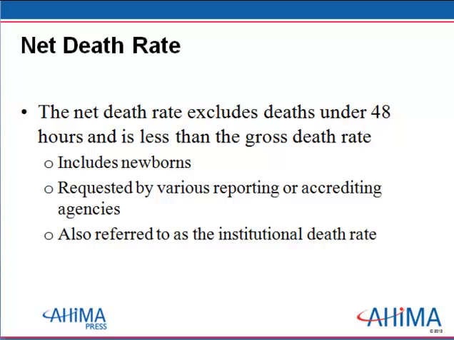The net death rate came into use because it was felt that healthcare providers should not be accountable for a death that occurred less than 48 hours after admission, because really they wouldn't have had enough time to directly affect the patient's condition. Only emergency treatment could have been provided in that length of time. So regardless of that consideration, the net death rate excludes deaths under 48 hours and is less than the gross death rate.